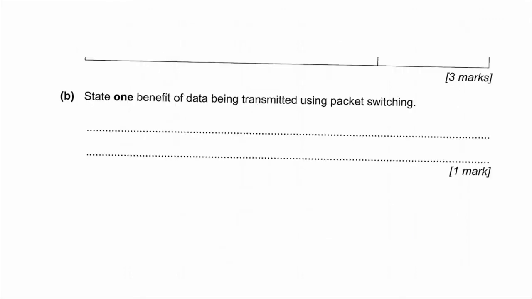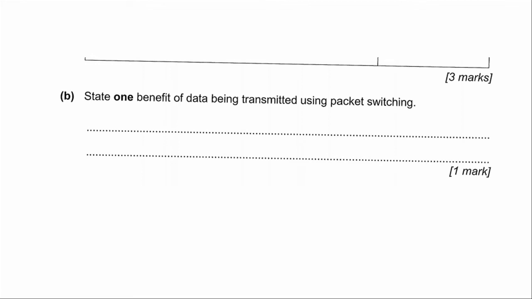So B, state one benefit of data being transmitted using packet switching. So packet switching is like in the previous question, where a file is broken down into individual packets and is sent across the internet. Some will take different routes in order to get there.